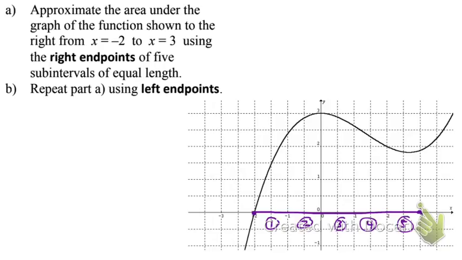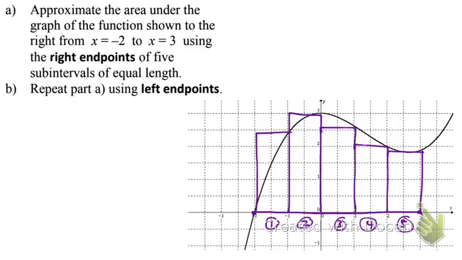So remember, if we're using all the right endpoints, we come from the right. To make sure I don't make an error when I do this, I usually draw my rectangle from the right first, and that way I know that once I've hit 5, I'm done. So I come up all the way from 3 until I hit here, and then cross over and go down. Then come up from the right, hit here, cross over, go down. Come up from the right, hit, cross over, go down. From the right, come up, hit, cross over, go down. And from the right, cross over, go down.